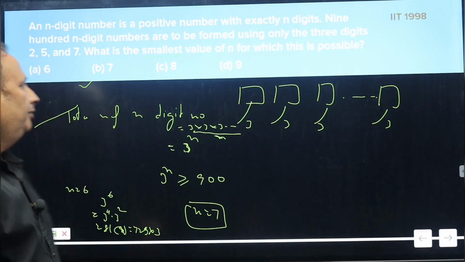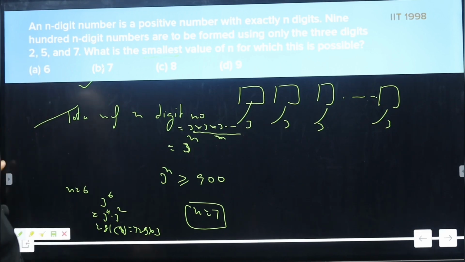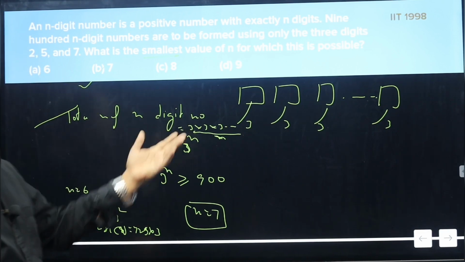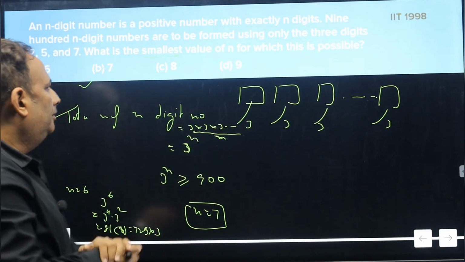Okay, hope it is clear. Let's take some more questions. These are good examples of the fundamental multiplication rule.